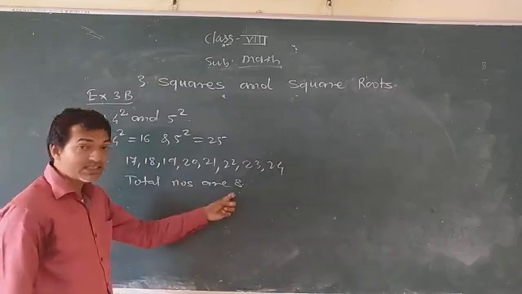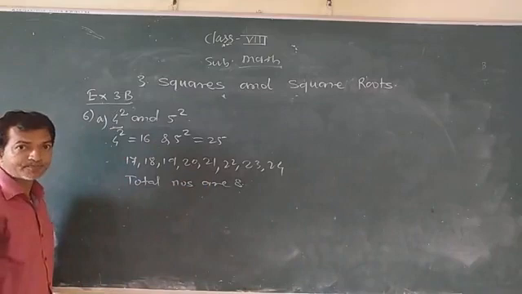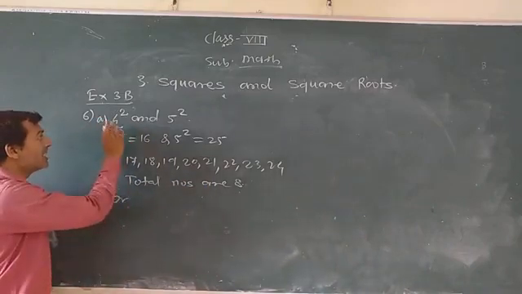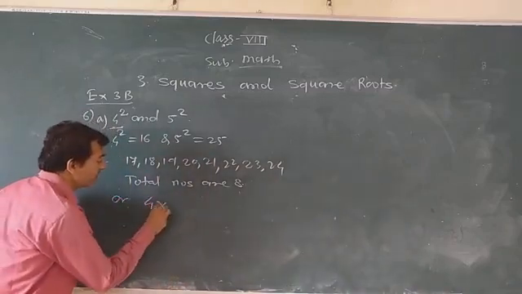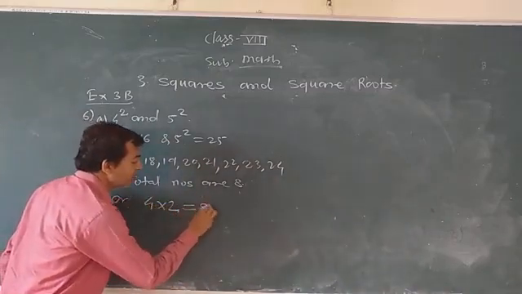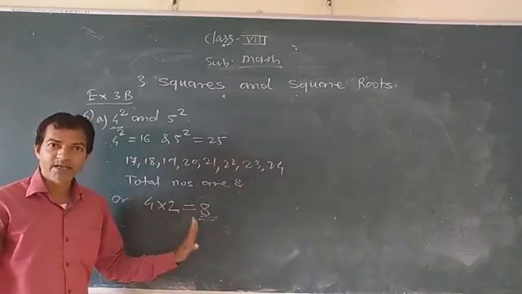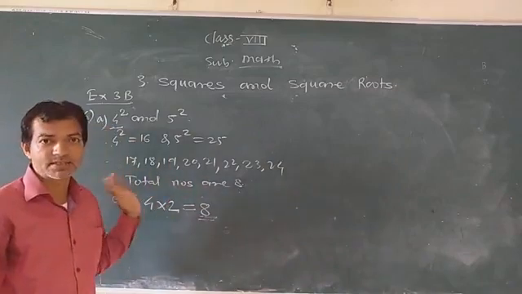But how to find this 8 easily? Which is the smallest number? 4. You have to multiply the smallest number by 2. Means 4 into 2 equals 8. So you can get the answer directly. Understood? You have to multiply the smallest number by 2, and you will get the answer.